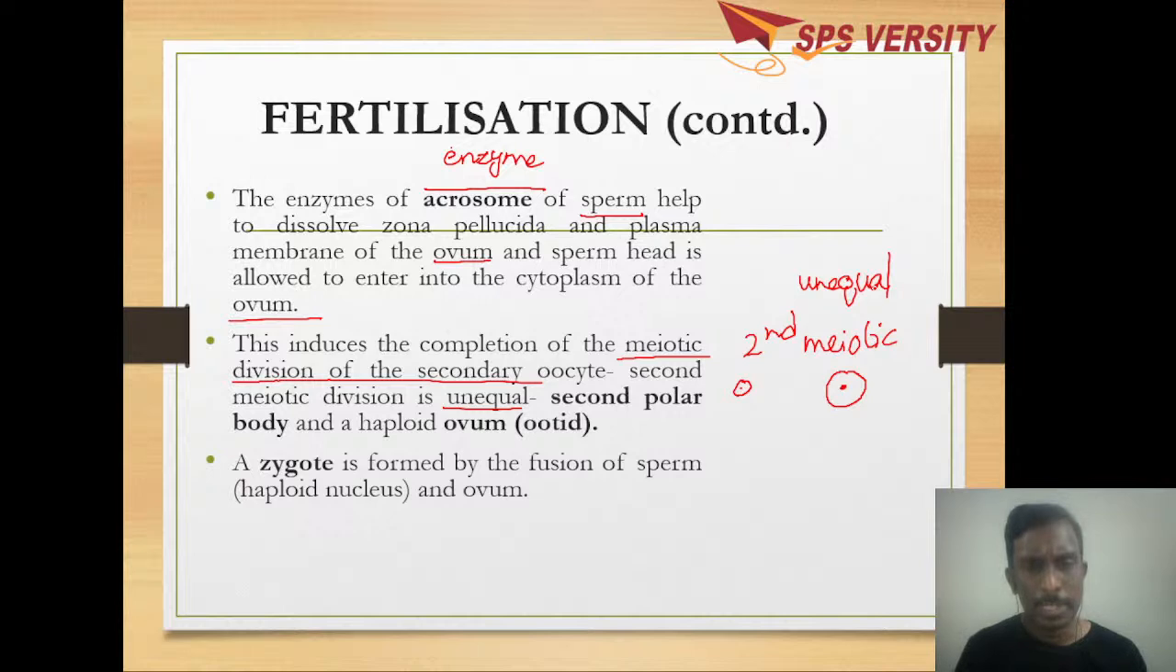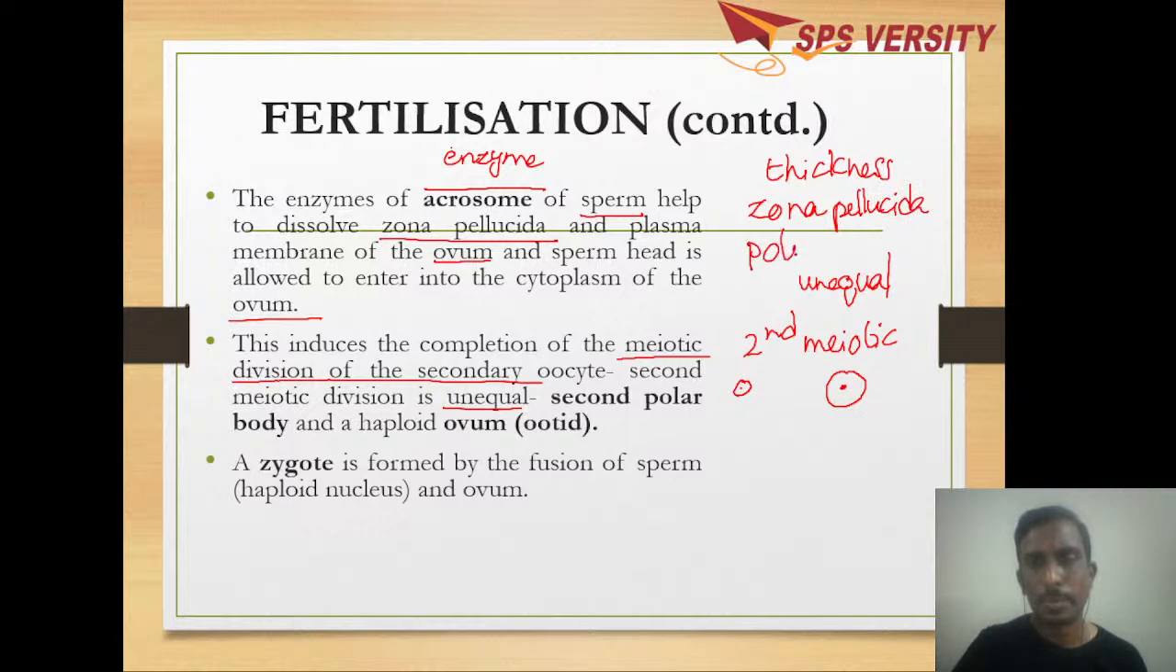As and when one sperm enters into the ovum, immediately a lot of changes take place in the ovum. That is, there are a lot of changes in the zona pellucida, and its thickness will increase. As the thickness of the zona pellucida increases, it will prevent polyspermy. Polyspermy means it will not allow other sperms to enter into the ovum, as already one sperm has entered.